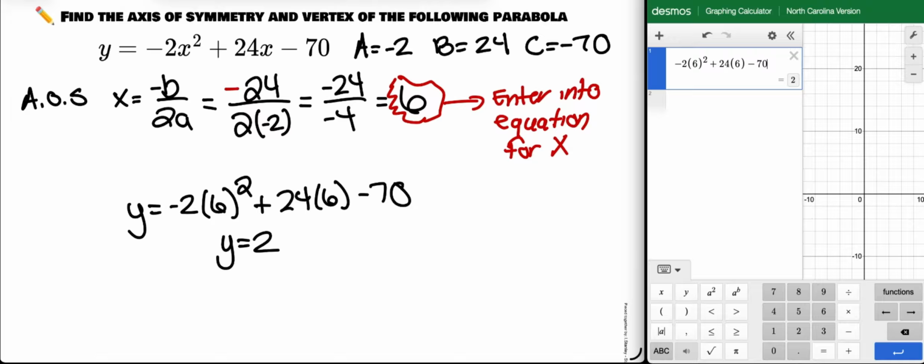So now I can write my vertex, and vertex is a point. The first part of my ordered pair comes from my axis of symmetry, which was 6. And the answer that I got once I plugged the 6 into the equation is the y value, which is 2. So the ordered pair for the vertex is 6, 2, okay? And the axis of symmetry is actually 6.